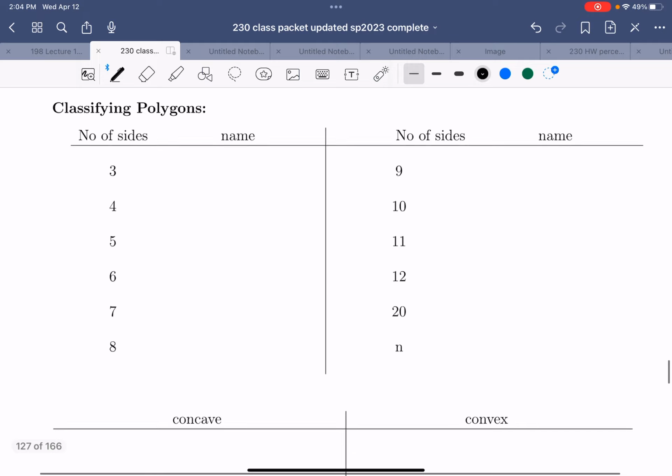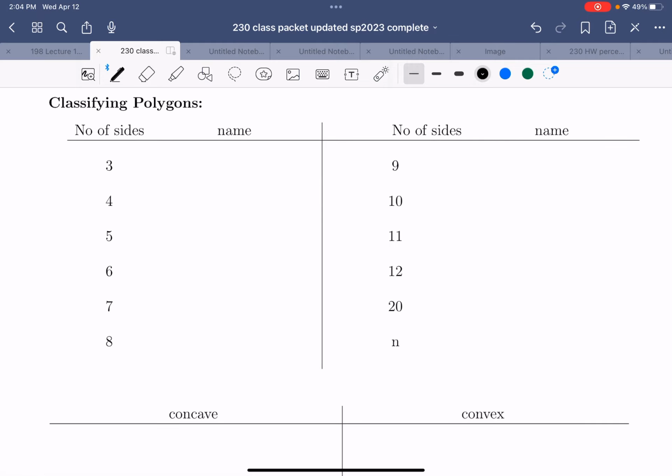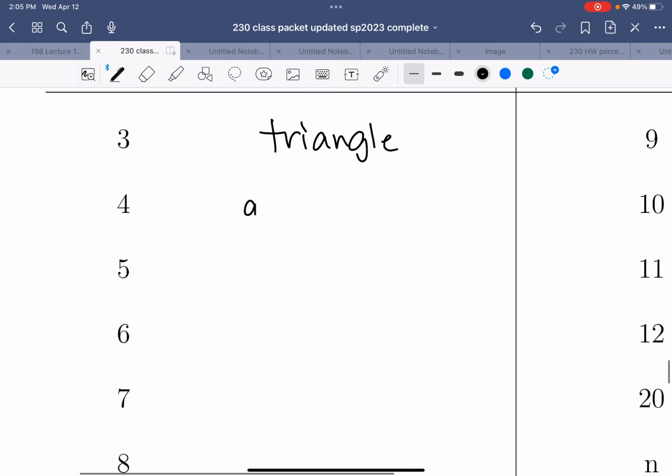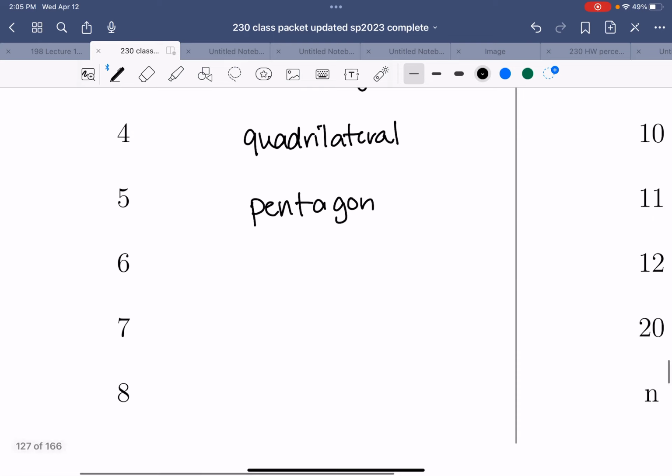And so when we go to start classifying our polygons, we classify it by the number of sides that it has. So if it has 3 sides, you have a triangle. 4 sides is a quadrilateral. 5 is, why am I blanking on that? A pentagon, sorry. All I could think of is quintuplets.